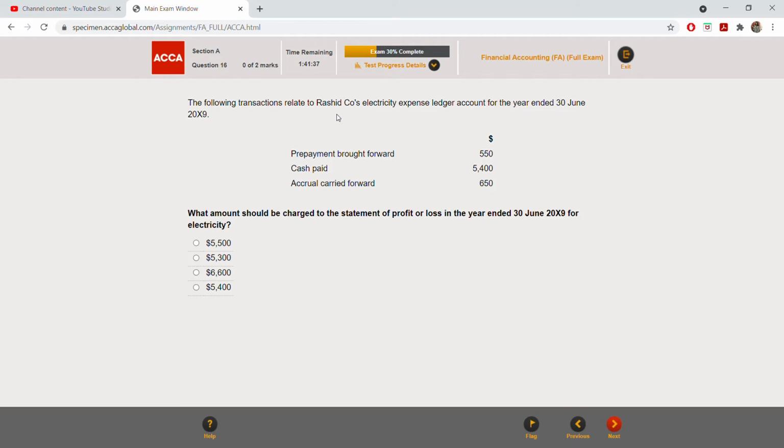The following transactions relate to a company's electricity expense ledger account for the year ended. This one. What amount should be charged to the statement of profit or loss for the electricity? Interesting.